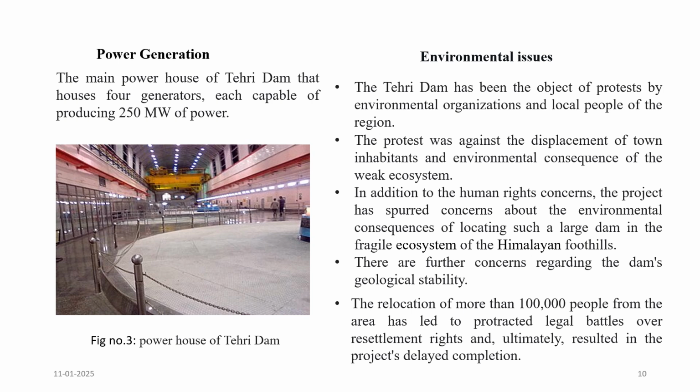Now second point is there are further concerns regarding the dam's geological stability. Now next point is the relocation of more than 1,100 people from the area has led to protracted legal battles over resettlement rights and ultimately resulted in the project's delayed completion. Now moving on to the next slide.